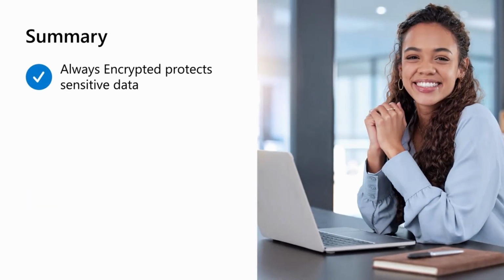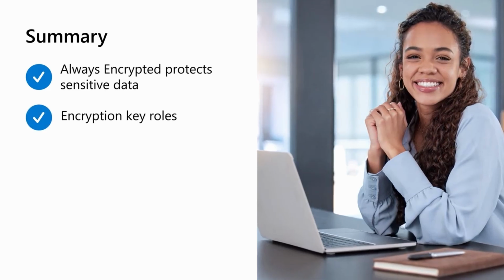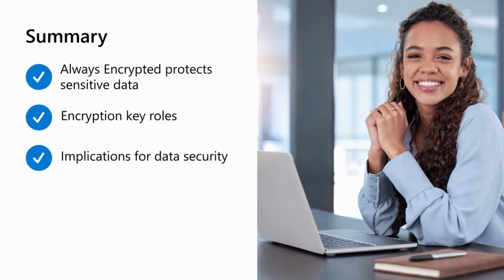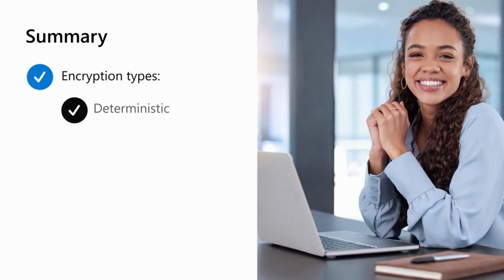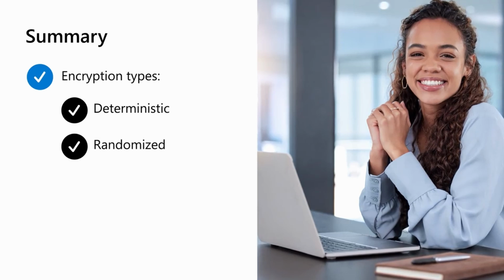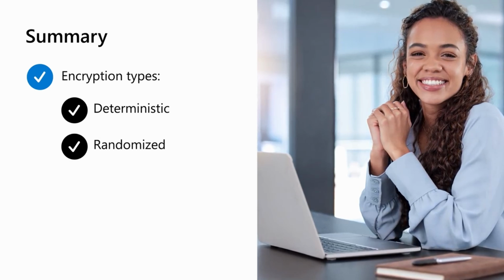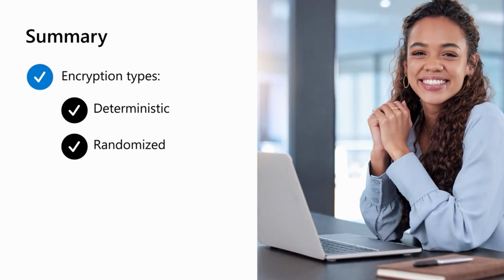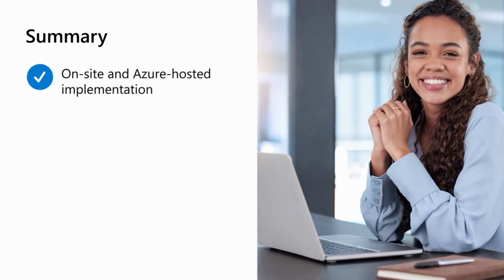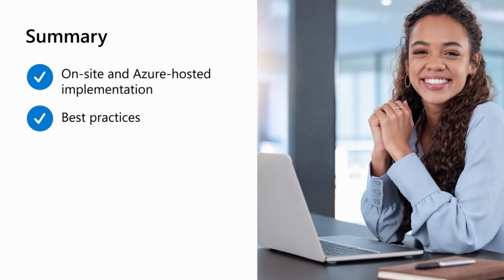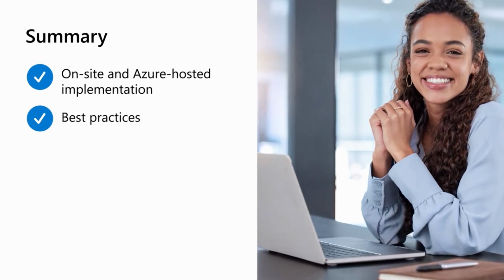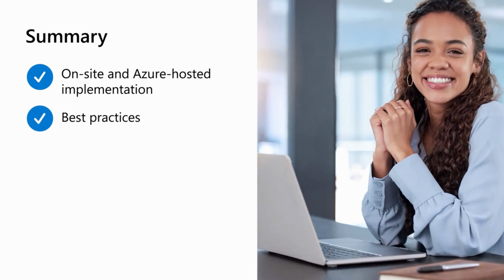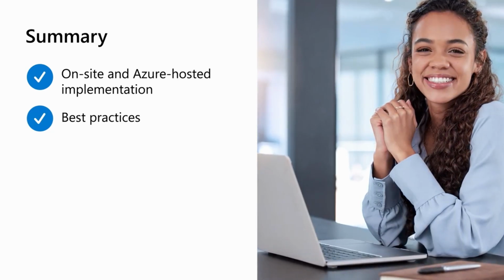Time to recap. In this video, you learned how Always Encrypted protects sensitive data, the roles of encryption keys, and the implications for data security at rest and in use. You gained insights into two types of encryption, deterministic and randomized, explaining their applications and potential risks. You also discovered how Always Encrypted can be implemented for on-site and Azure-hosted clients, and explored best practices, emphasizing the importance of using Always Encrypted in conjunction with other SQL Server security features to build a robust and comprehensive defense system for data security.